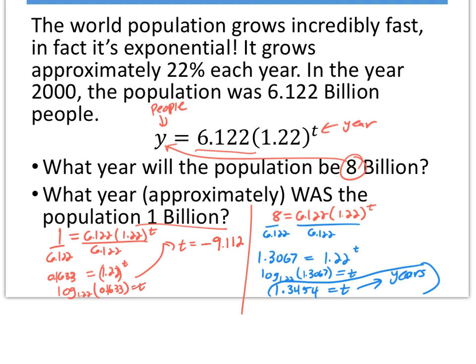That means that only 9 years ago, in 1991, was it a billion people, which is not true. So this is 9 years ago, so that would be 2000 minus 9.112, so 1991 and some change. The year 1991 was when this model would predict that there would be 1 billion people, which is definitely not true. So we're not going to take that at its word. But just know that the world doesn't grow this way, and this is a poor model for this situation.